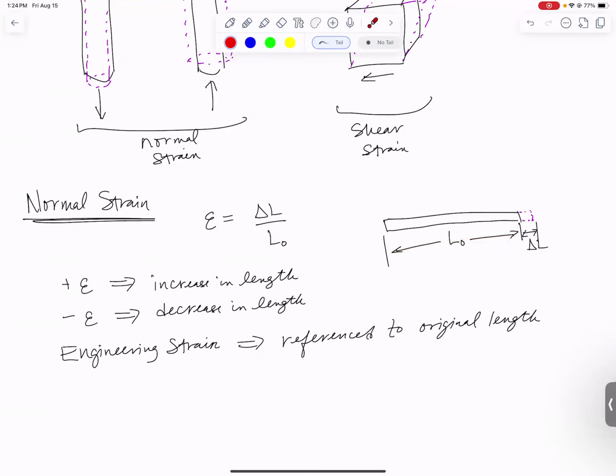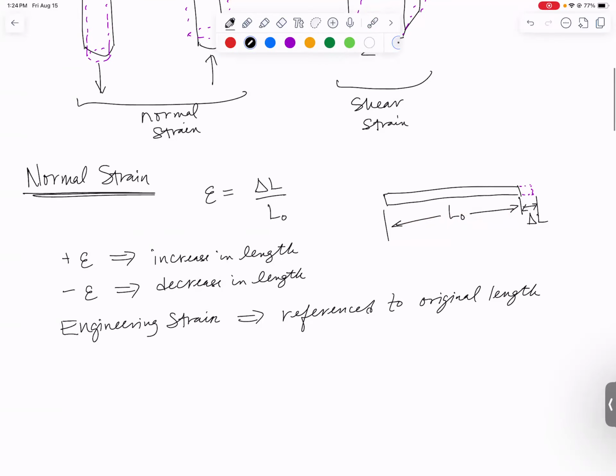We're not going to deal with that in this class because we're going to be dealing with very small strains in here. And so using the original length works great for the problems that we're going to be solving. What are the units of this thing? Remember how stress was PSI and Pascal? Well, can you see what's going to happen? We're going to have a change in length that would have units of inches or meters divided by an original length, also units of inches or meters.